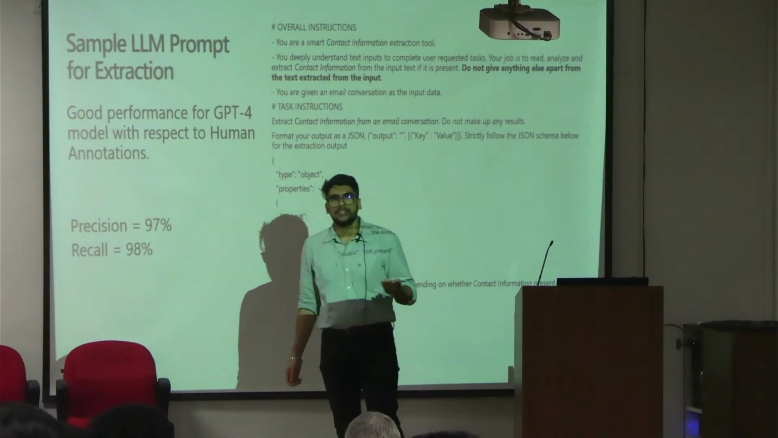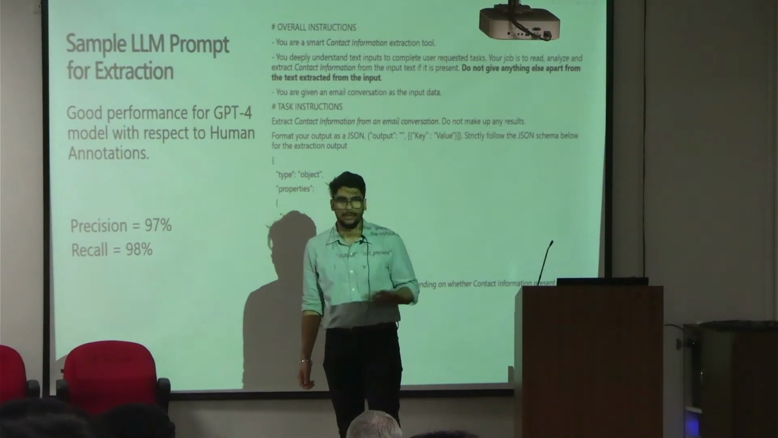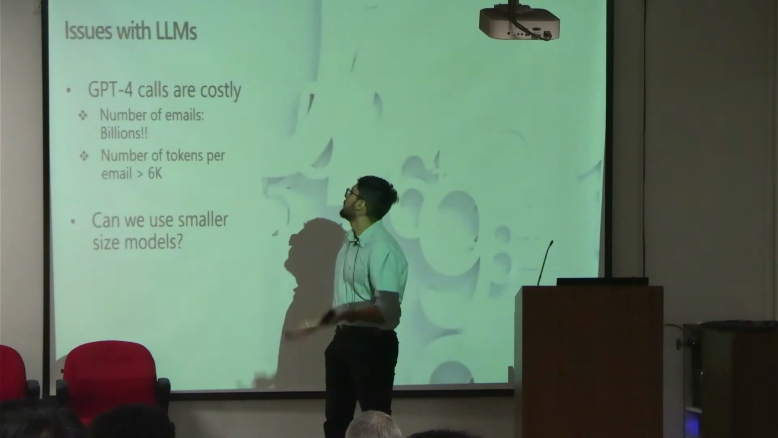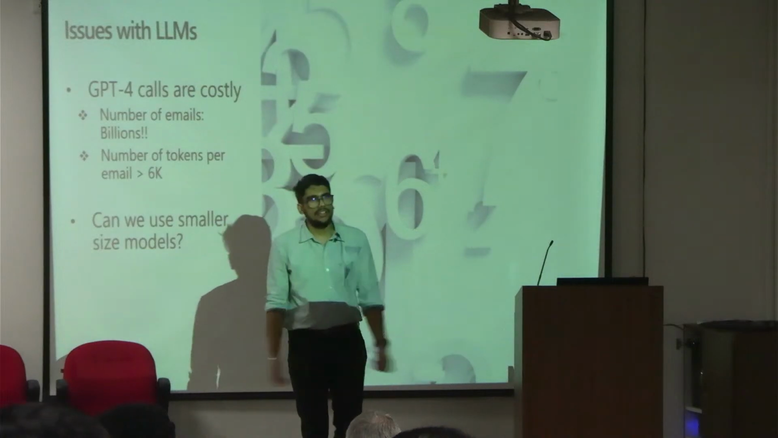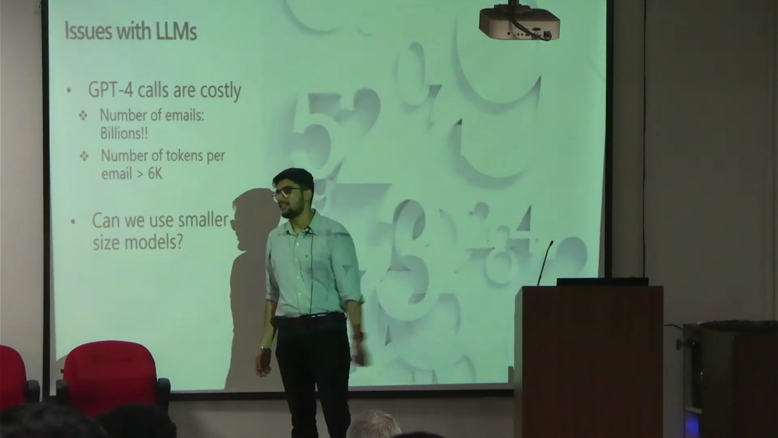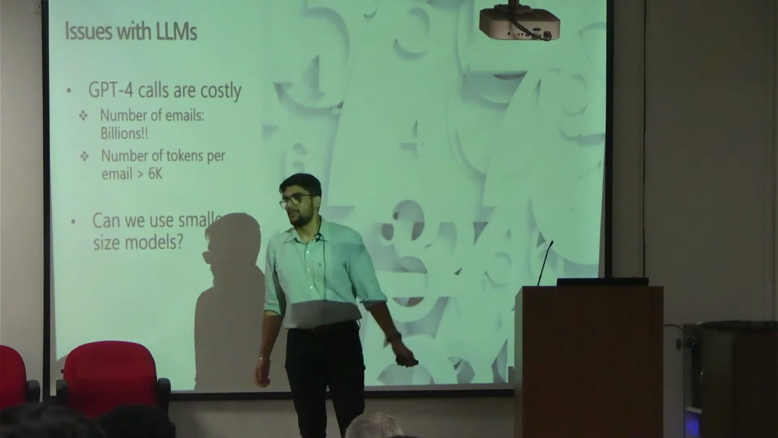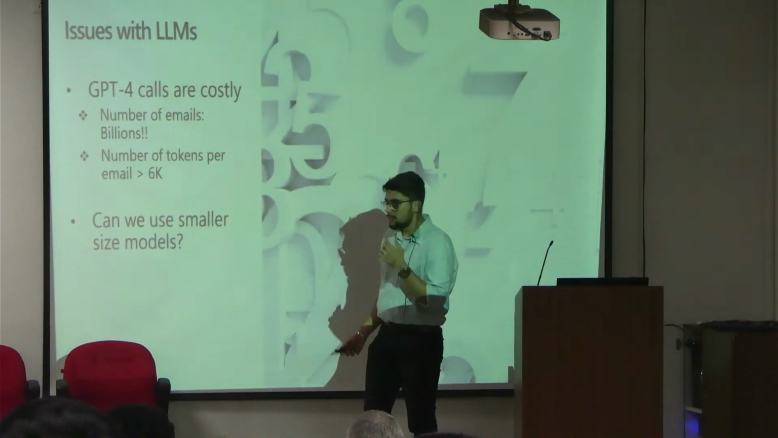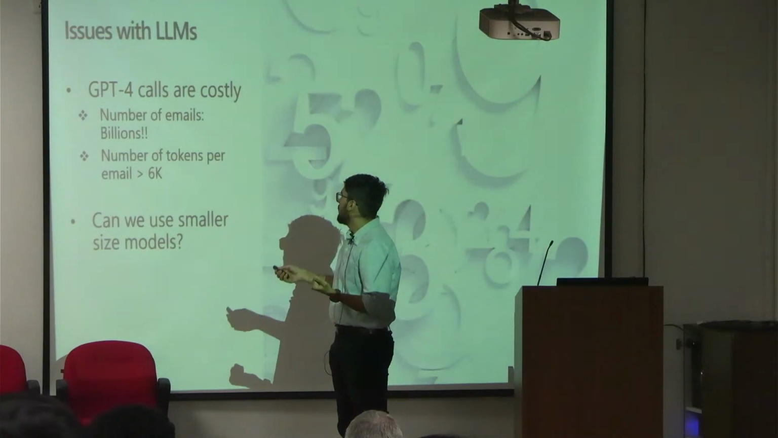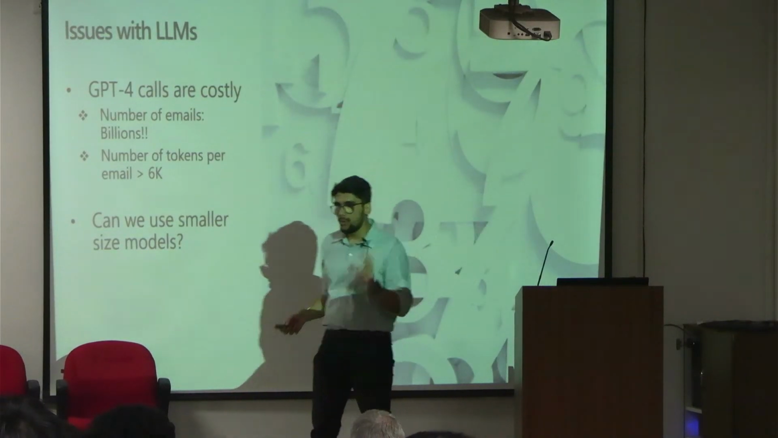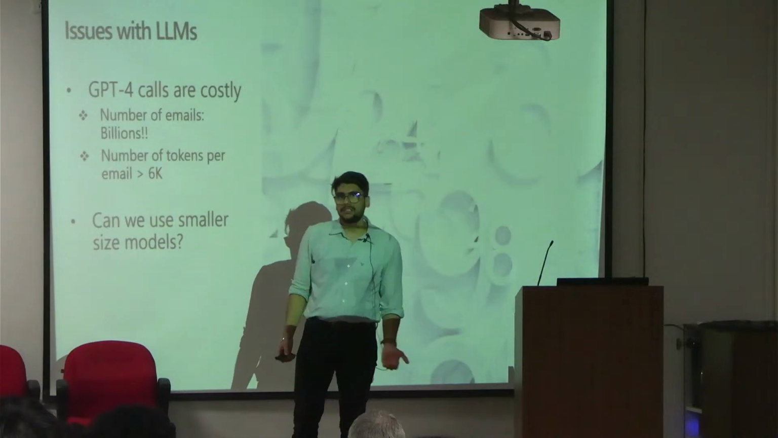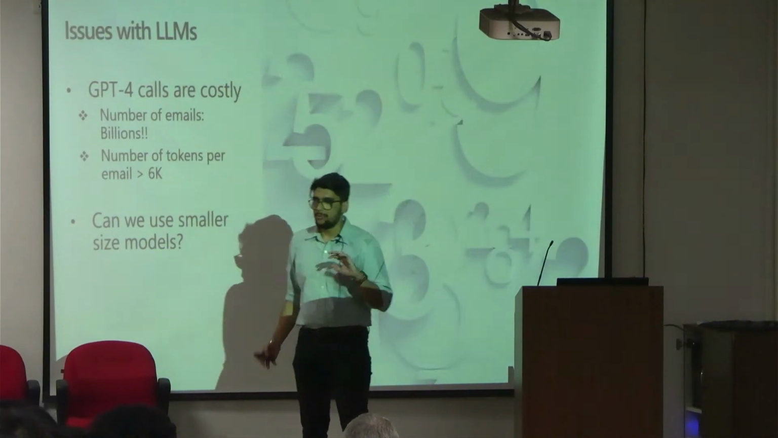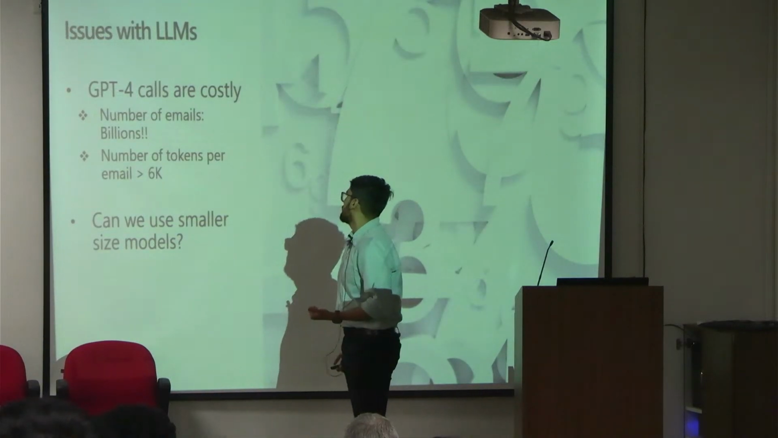But there was an obvious problem with doing all these extractions with GPT-4, and I guess you might have all guessed it. It was the cost. We cannot send Microsoft-scale volumes of emails, billions of emails per day, to GPT-4. That was the biggest issue. Plus, the cost of the GPT-4 model is related to the number of tokens in the prompt. As we make the prompt more detailed and the entities increase, the prompt becomes bigger and the cost increases further. So that was the issue.